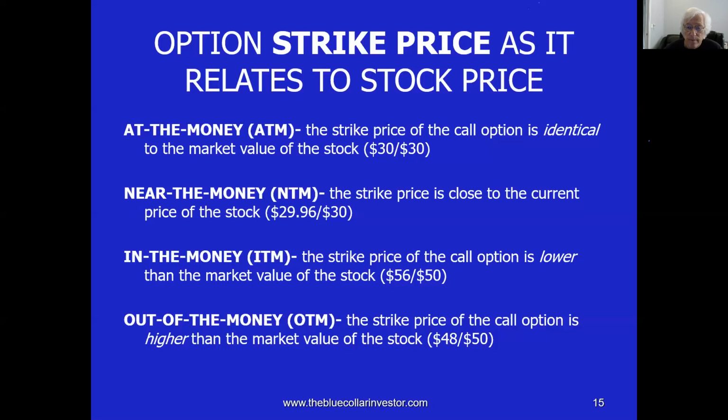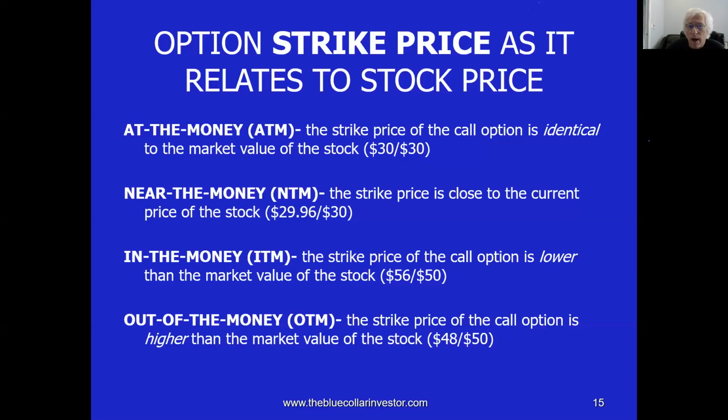The fourth definition of the option strike price as it relates to the current market value of the stock is out of the money. This is by far the most popular of all the strike prices, where it's higher than current market value. And that's the one that I used in the preview example. If you recall, we bought the stock at 48 and agreed to sell it for 50.